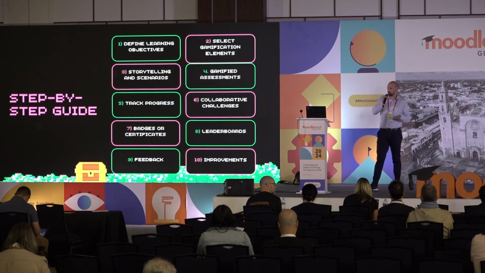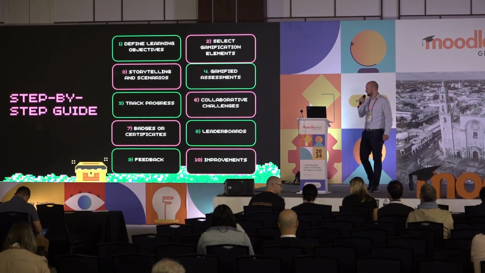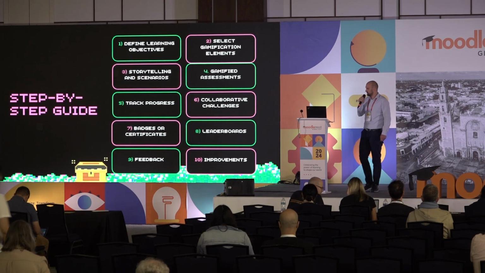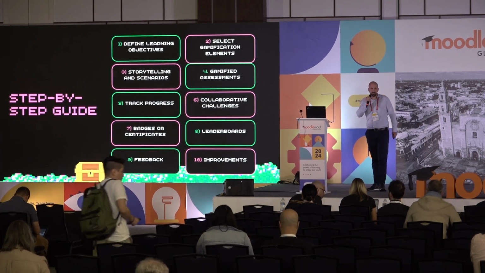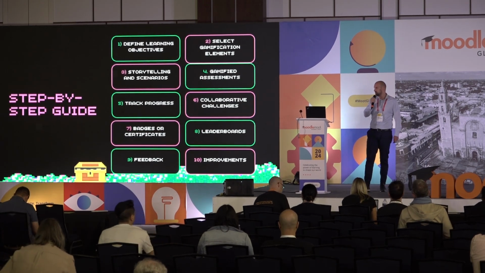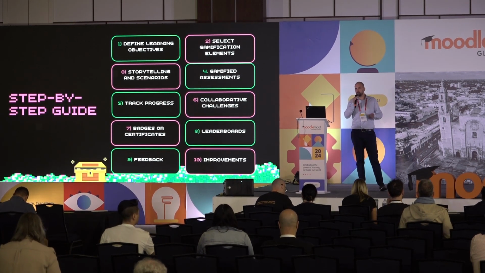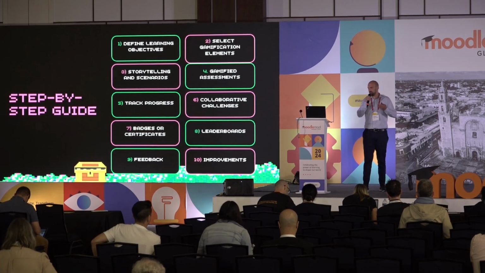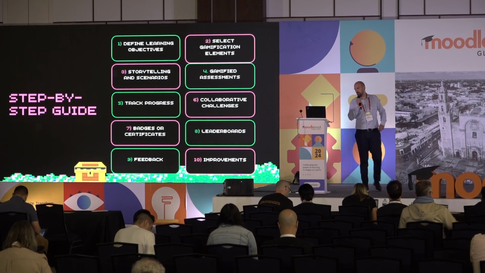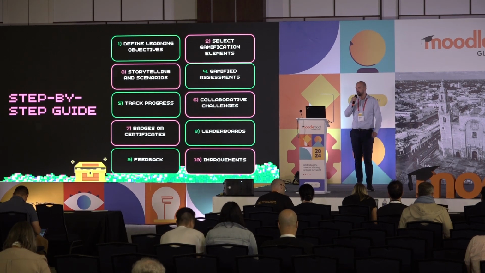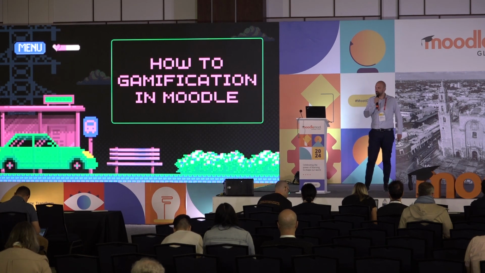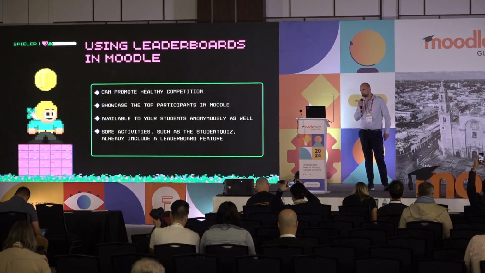Progress tracking is also a very important thing, and it could be great if you use it. And of course, collaborative challenges. At the end, when something is done, you can give badges or certificates. And of course, it's possible in Moodle to have leaderboards for some healthy competition in the course. You can give feedback to the students, and that can also lead to improvements. And yeah, those are the steps and what you could do, but how do you do this in Moodle?